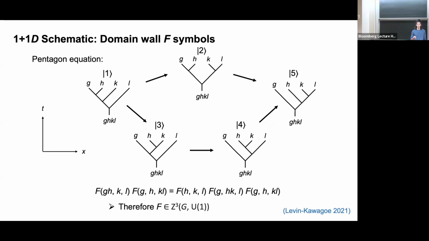Because there are G different ground states, the domain wall between two different ground states naturally associates a group element. So if we have a ground state labeled by G and a ground state labeled by H, then the domain wall between those two ground states will be labeled by GH inverse.